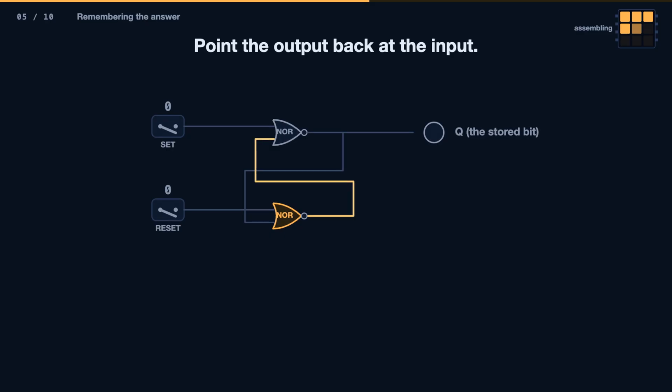So do something that sounds like cheating. Point the output back at the input. 2 gates, each one feeding the other.